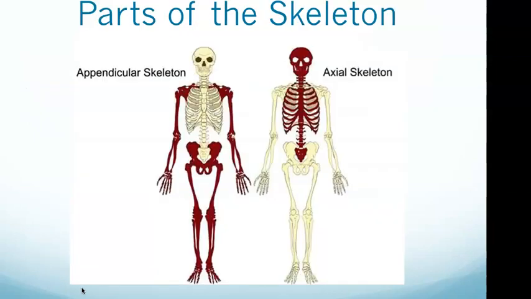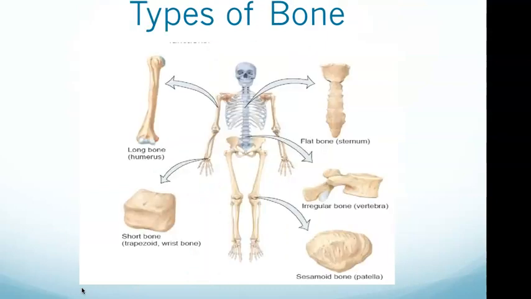All right, so we start off with just the basic parts of the skeleton, of which there are two: the axial and the appendicular. The difference is the appendicular skeleton is composed of the limb bones, scapula, pelvis, and clavicle, while the axial skeleton consists of the skull, vertebrae, rib cage, and hyoid bone. Okay, so those are the differences there. We need to be familiar with that type of stuff.